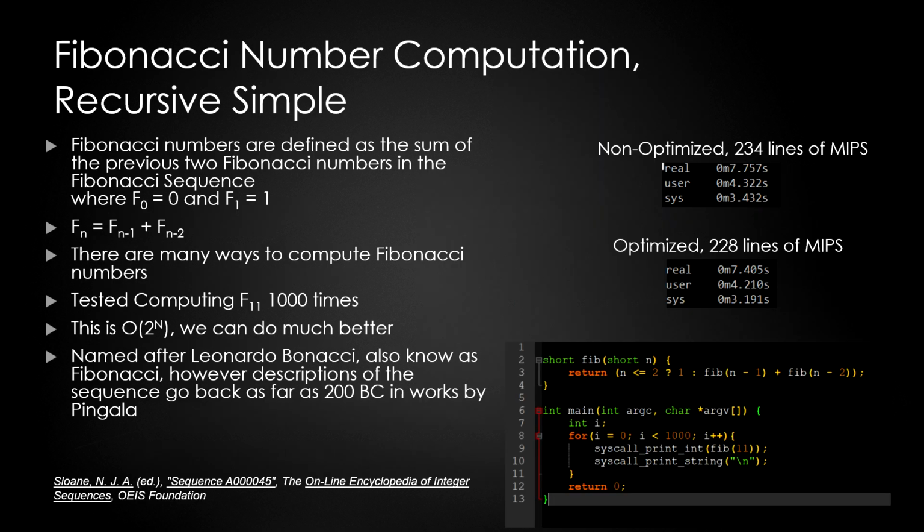So for my first demo, we're going to start pretty simple. This is the program we've been looking at all along. It's a simple Fibonacci number computation. In case you don't know, Fibonacci numbers are a sequence defined by the sum of the previous two numbers in the sequence. So fib of n is fib of n minus 1 plus fib of n minus 2, where fib of 0 is 0 and fib of 1 is 1.